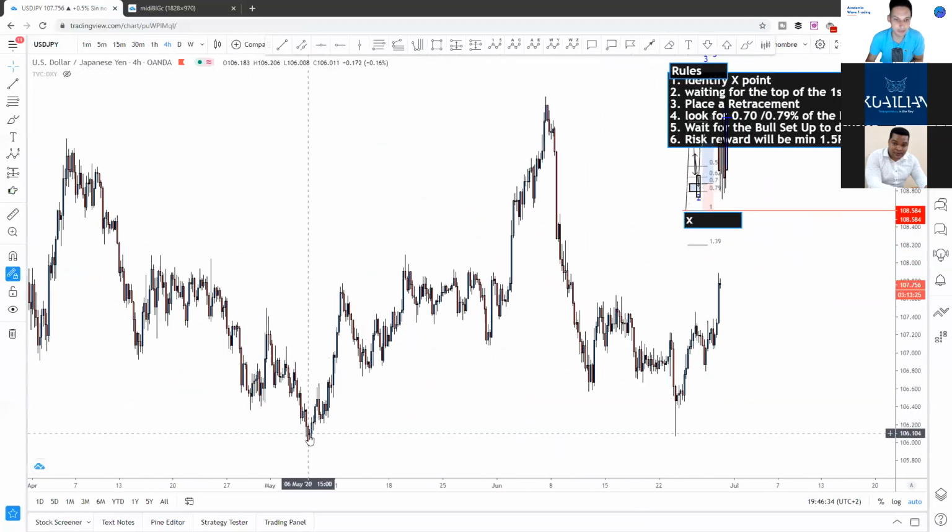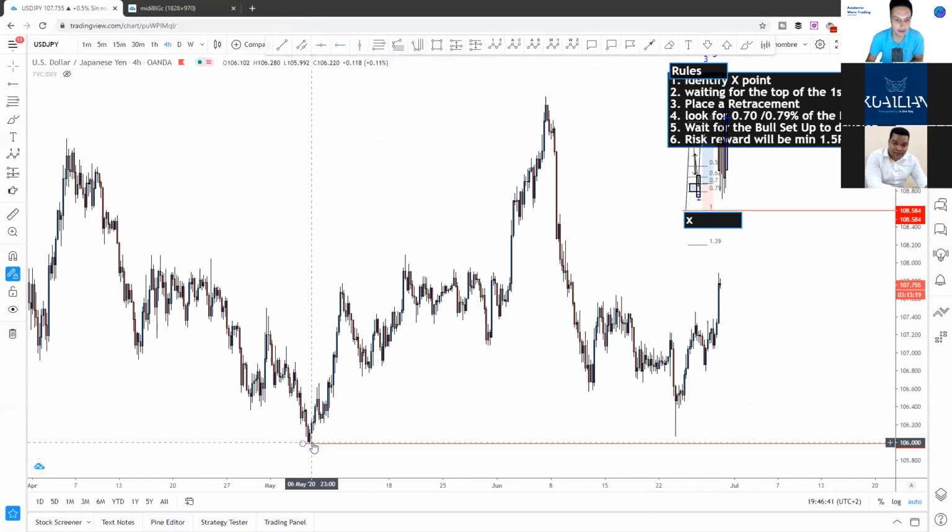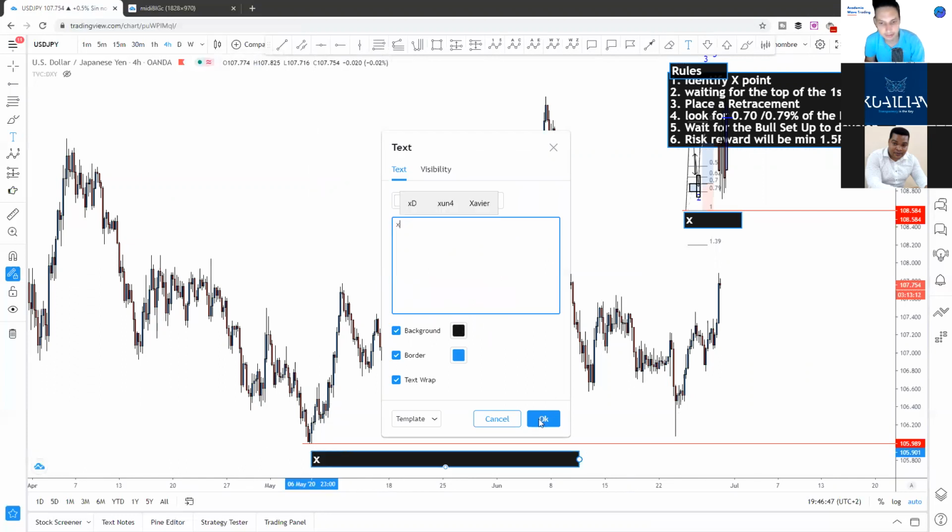Look at that. We have a big impulse. You see this impulse here? We have the low here. This is the low. Okay? This is the X. This is already the X.